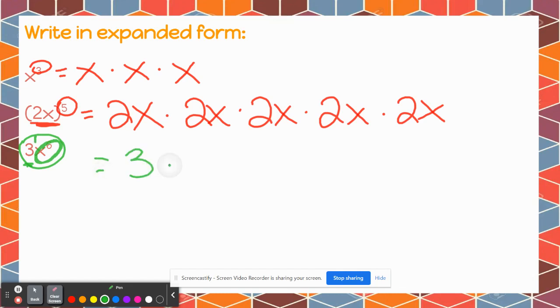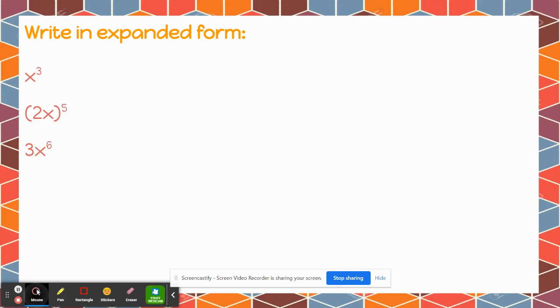So that would be 3 times, and then you have x a total of 6 times. So again, I wanted to point out, if 3 does not have an exponent, you need to know that there's one of them, or the exponent is 1, which is why we only have that listed once.